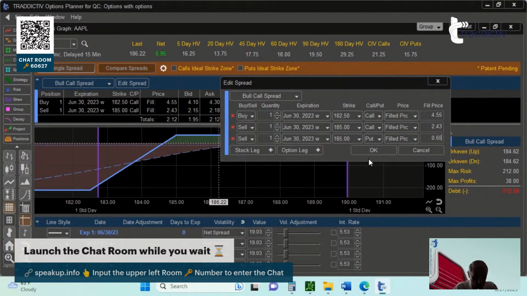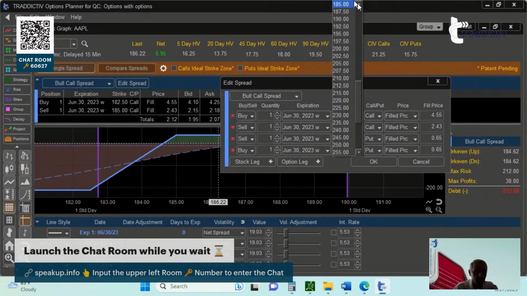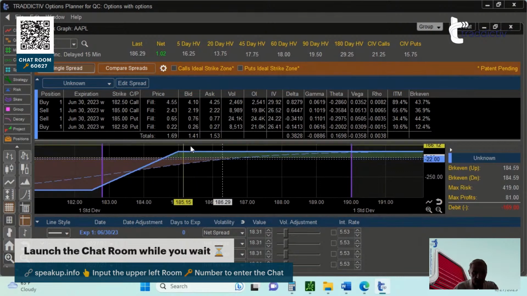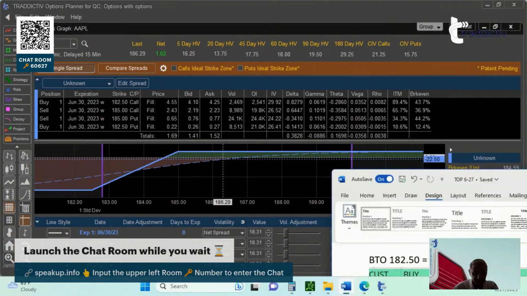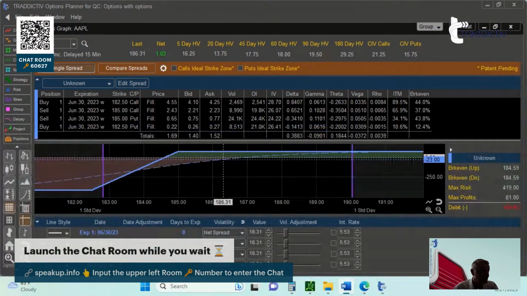So I got filled for 65 cents. That's a credit to me. But now I'm unprotected. I need another leg, and the leg that I need is the one that I need to buy. The one that I'm buying is 182.50. Over here they just kept that number, which is not really the number that I got filled, and that was 22 cents. Now when I click OK, it calculates $1.69, which is exact same price that I got filled in the paper trading account, $1.69.